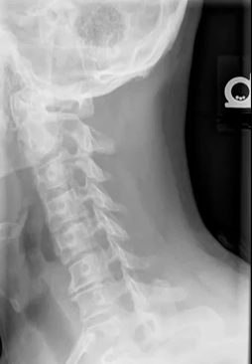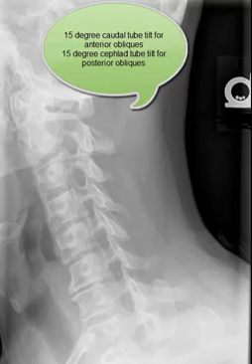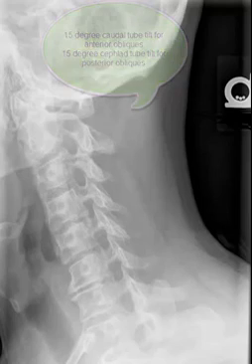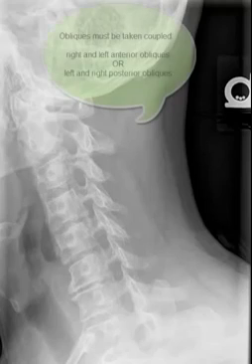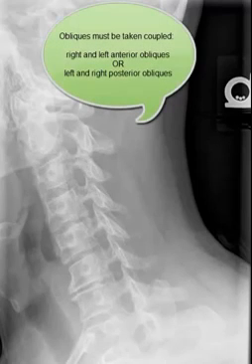Now, oblique projections can be taken in the A to P or P to A orientation. This will alter which direction your tube will be tilted, cephalad versus caudad, but anterior and posterior obliques will end up coming out, or developed, looking the same. And so when you're in practice, you have to position the patient to the best of your ability, whether that's in an anterior or posterior position, and remember to take both sides, left and right, either anterior or posterior as a couple.